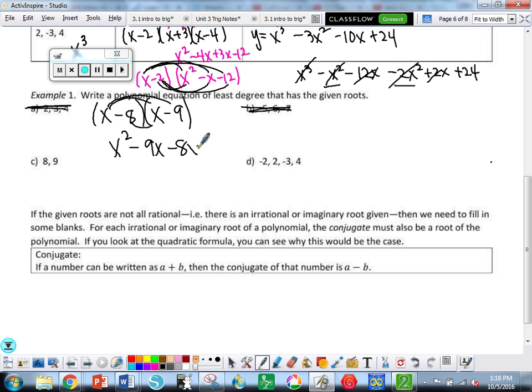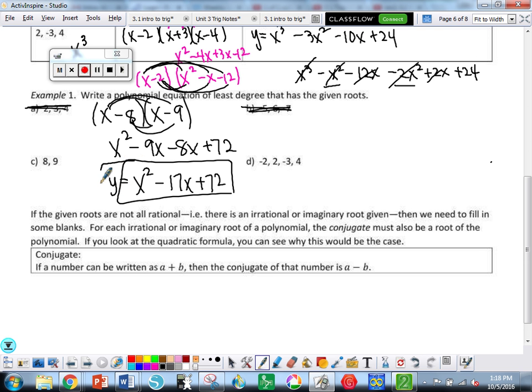Hopefully it's very obvious why we took the time to do this last unit, right? That way you remember how. Final answer for part C: x squared minus 9x plus 72. If I'm asking for a polynomial, I probably should have a y equals in front of it. Like on that one, how I could write nice and big.